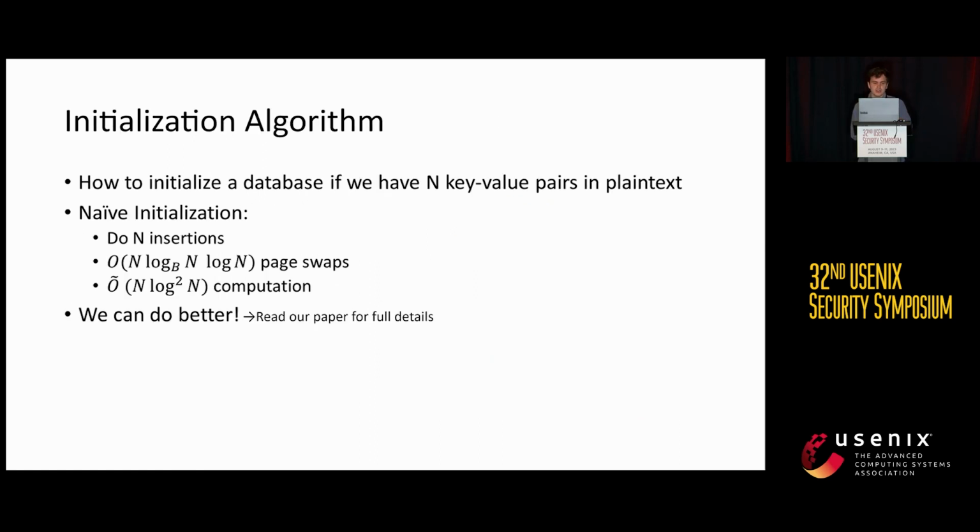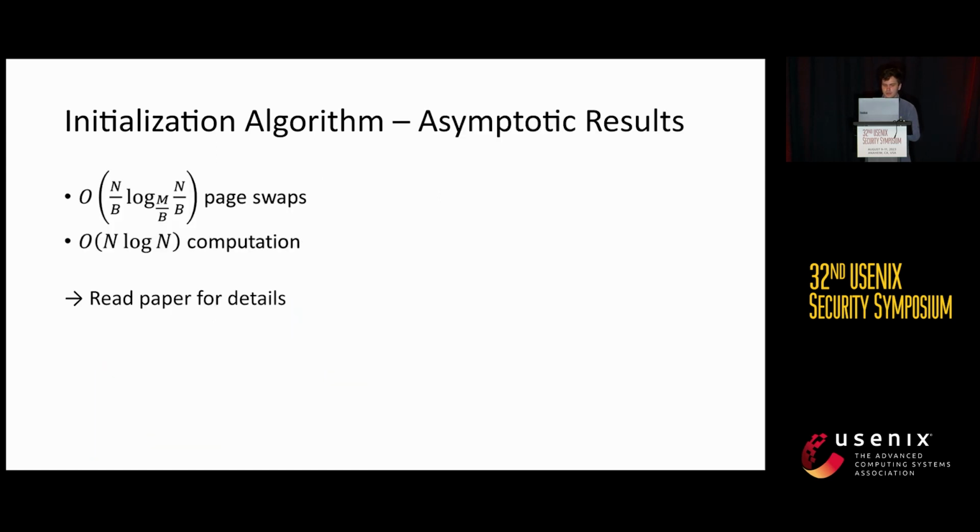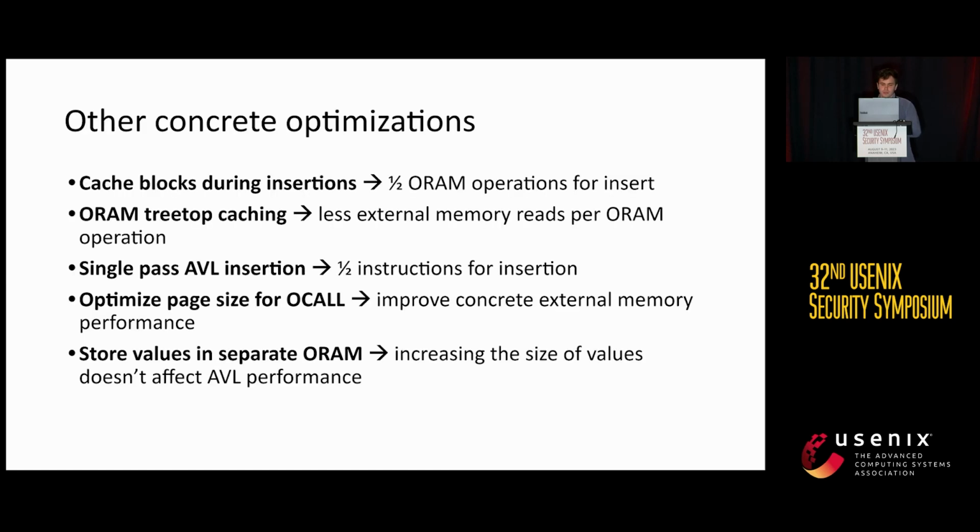So the second part of our key optimizations is the initialization algorithm. How can we initialize the database if we already have n key-value pairs in plain text? The naive initialization would be to just do n insertions on the AVL tree, but we can actually do better. You can read our paper for details. The main challenge is that we need to build both the AVL tree with the correct positions, and we also need to put all those nodes in an ORAM. We got optimal asymptotic results, and in our implementation, we also have other non-asymptotic, concrete optimizations that you can find in our paper.